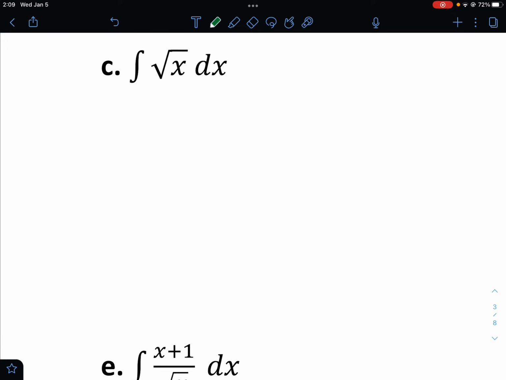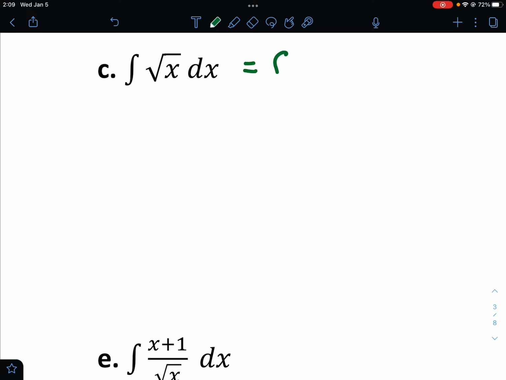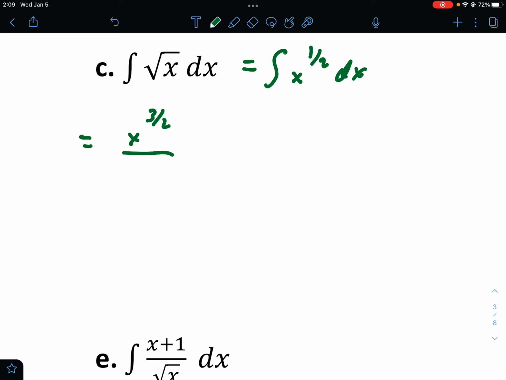Part C may not look like it, but this is just another power rule problem as well. What we want to do first is change this to an exponent, just like we did when we did derivatives. We want that to be an exponent. So when we take our antiderivative, we raise that power by 1, so adding 1 to that, we get 3/2, and then we divide by that new power.